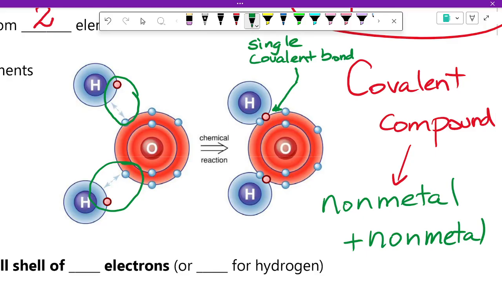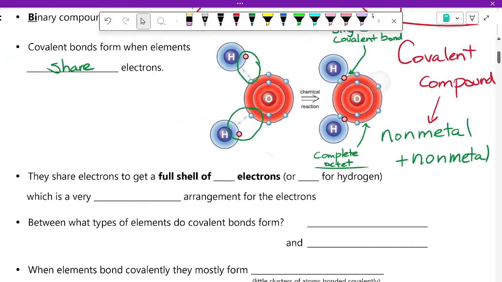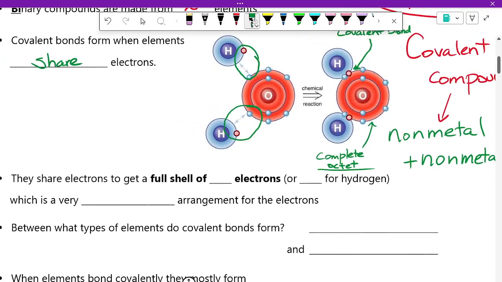And we have filled the shell. Oxygen now has 8 electrons, so it has a complete, ooh, I'm running out of room here. That's not good. Can't have that run into that. It has a complete octet. Does hydrogen need an octet? No, it only needs 2. So they share electrons in order to get a full shell of 8 electrons, or 2 for hydrogen. That is a very, what kind of arrangement? Stable.